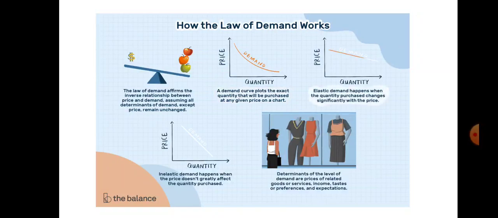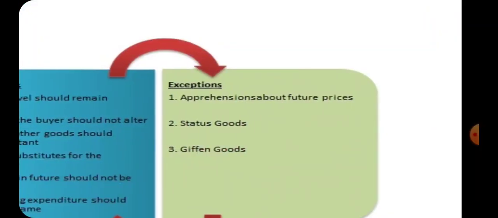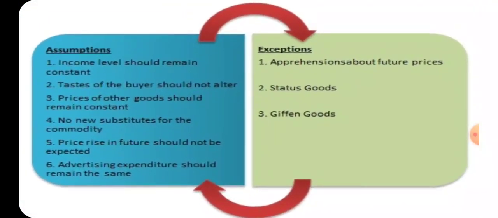So we will be expressing that in different forms between the two variables, that is price and quantity. So at a given price, what is the quantity of a commodity purchased? That we will be expressing graphically or in a tabular form.